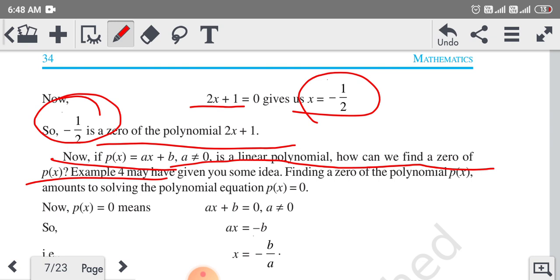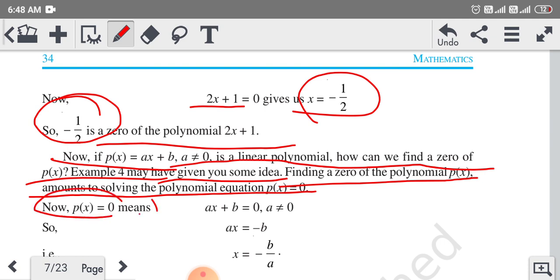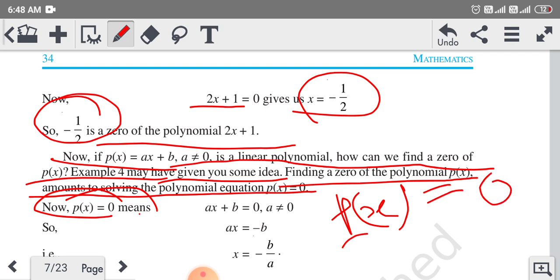Example 4 may have given you some idea. Finding a 0 of the polynomial p(x) amounts to solving the polynomial equation p(x) is equal to 0. Now p(x) equal to 0 means ax plus b is equal to 0, where a is not equal to 0.